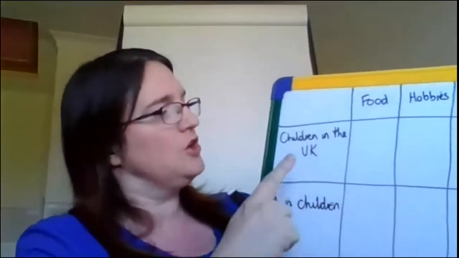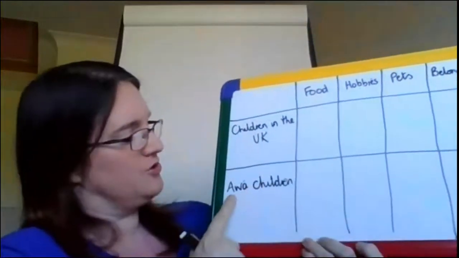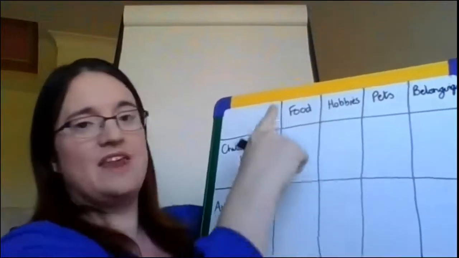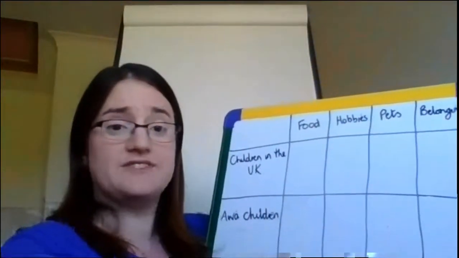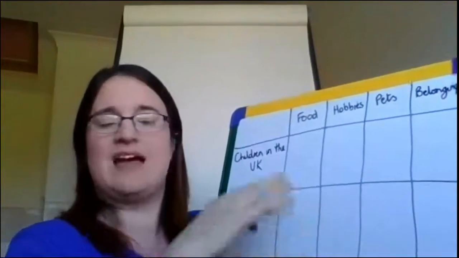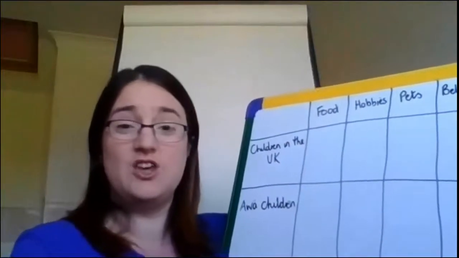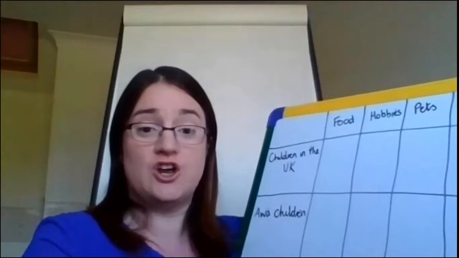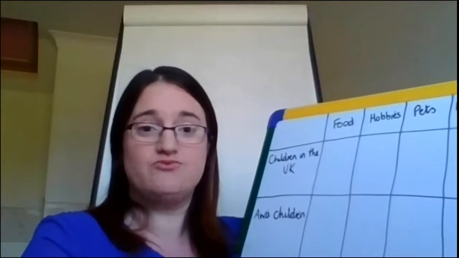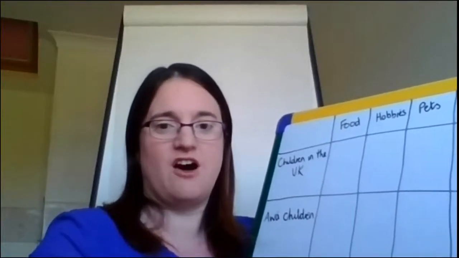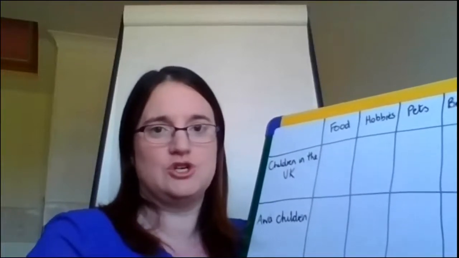So you're going to have 2 rows in this table. You're going to have a row that's children in the UK, and you're going to have a row that's our tribe children. And then across the top, you're going to have all different aspects of life, say food and pets and hobbies. You might have a section on names or belongings, and you're going to record in the boxes how children in the UK are different to the children living in the tribe. So that's really important that we have a look at that. And we make sure that we have a really good understanding of how these children's lives are totally different to ours. So that's the next thing that you could choose to do.